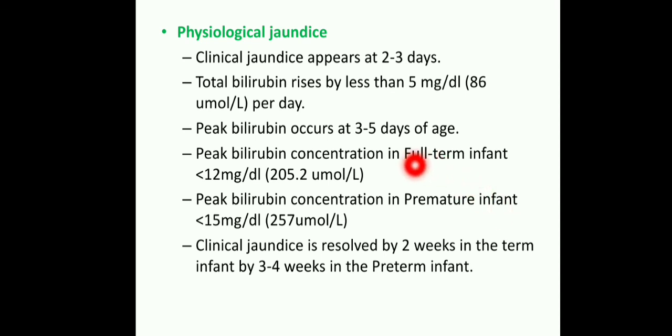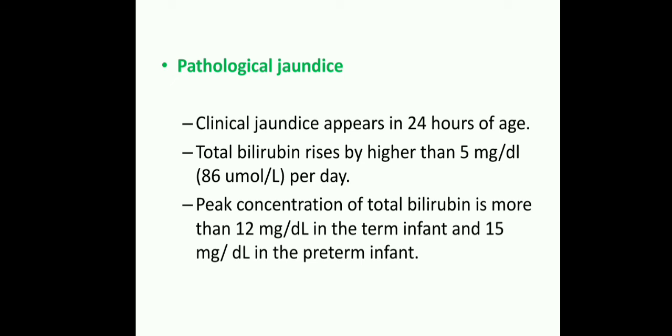If it is full term, how much is it in physiological jaundice? Less than 12 milligrams. In preterm babies, how much is it? Bilirubin levels less than 15 milligrams. The clinical jaundice resolves by 2 weeks in term infants and by 3 to 4 weeks in preterms. This is about the clinical features of physiological jaundice. Coming to the clinical features of pathological jaundice, the clinical jaundice appears within 24 hours of age. The total bilirubin rises by more than 5 milligrams per dL.